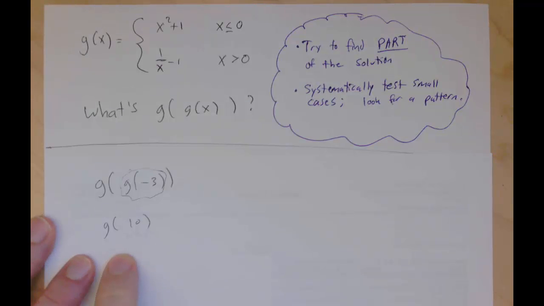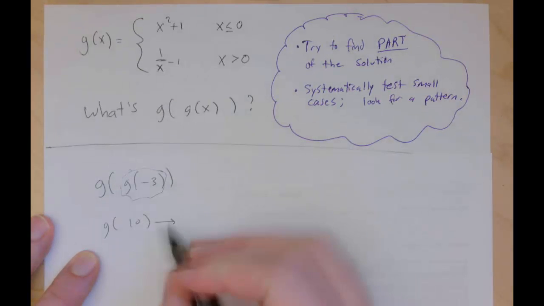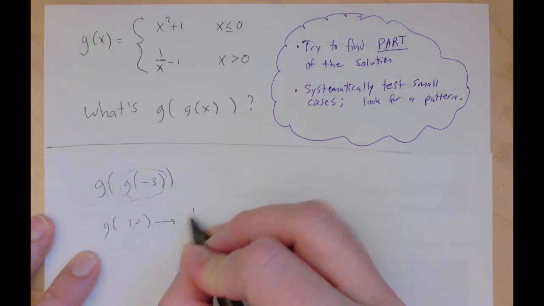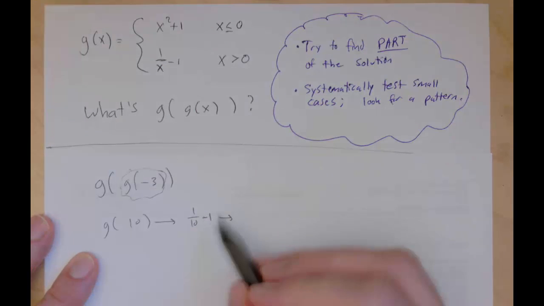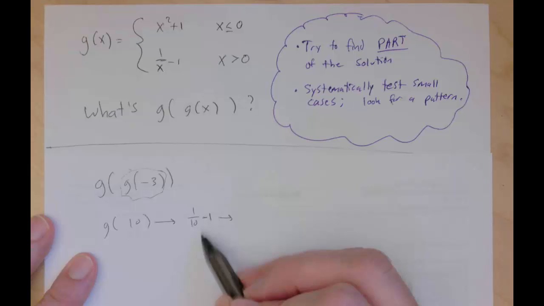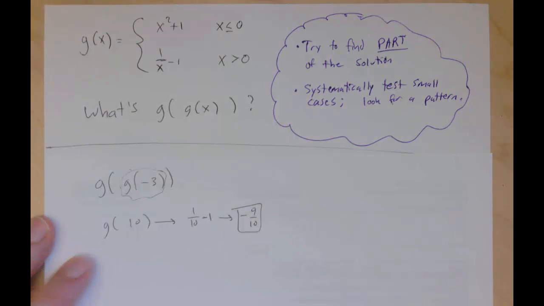Now, because 10 is larger than 0, it goes through this piece. So g of -3 ends up being 1 over 10 minus 1, or in other words, this would be like 10 over 10... so this would be like -9/10. Okay, so we've got a number.